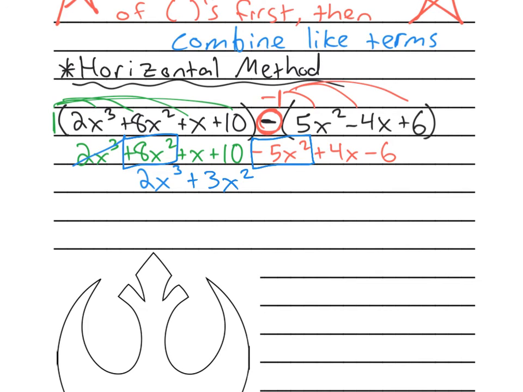Next is going to be the x to the 1, which will be 5x. So 1x, or x, plus 4x makes 5x. Our constants are the 10 and the negative 6. That combines to be what? Positive 4. Can I simplify any further? No. Is it in order? Yes. 3, 2, 1, none. If that's true, that's your final answer.